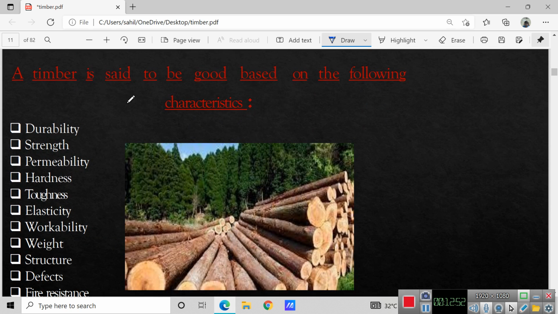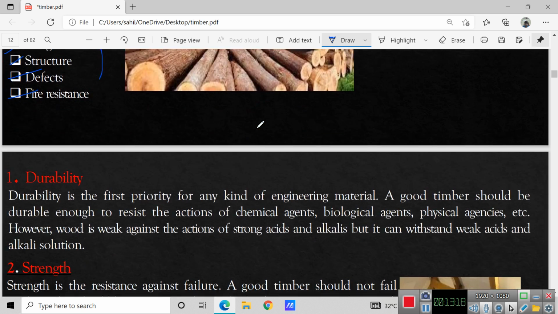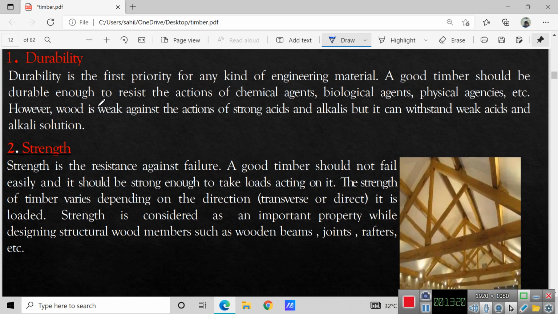Here are some features which are considered for a timber to be of good character, such as durability, strength, permeability, hardness, toughness, elasticity, workability, weight, structure, defects, and fire resistance. Now these factors will be discussed descriptively in the further slides. So now moving on to the next slide, durability. Durability is the first priority of any kind of engineering material.